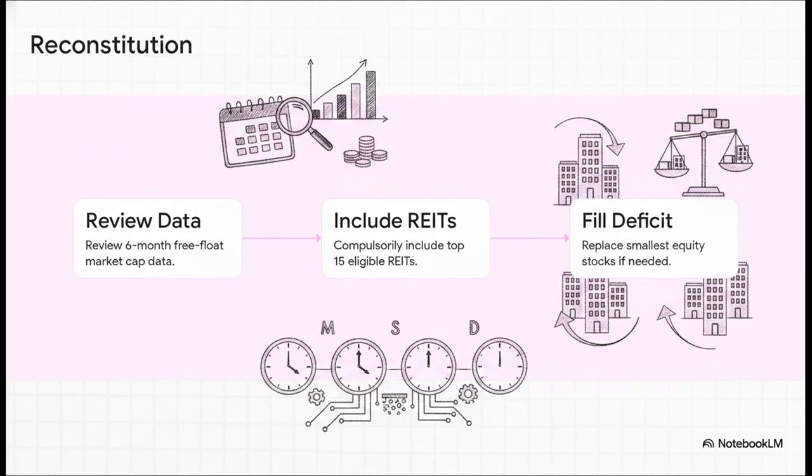It looks back at a 6-month average of free float market caps. The eligible REITs are compulsorily included first. If they can't find 15 of them, the system just fills the gap with the largest eligible equity stocks from the realty sector, replacing the smallest ones to maintain that hard 15 security limit. It is completely cold, calculated algorithmic rebalancing.